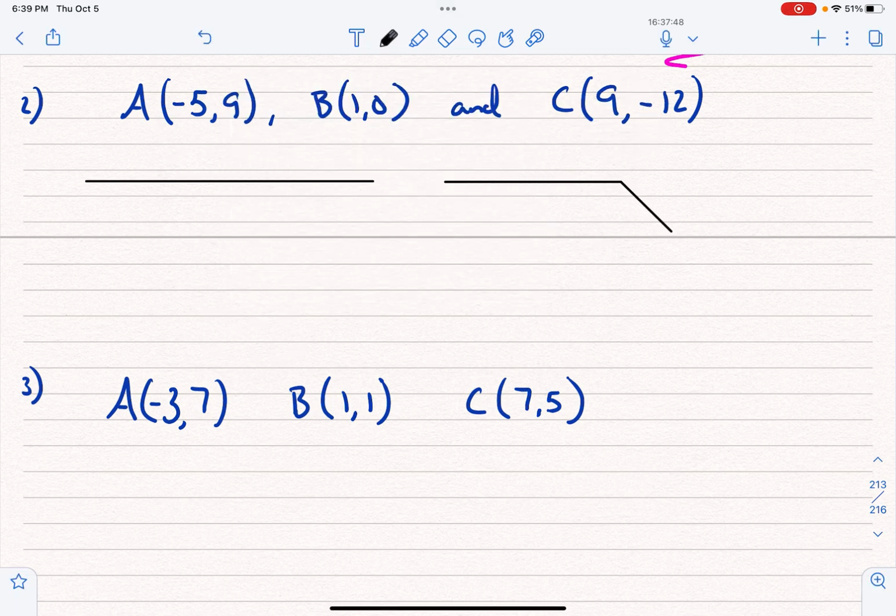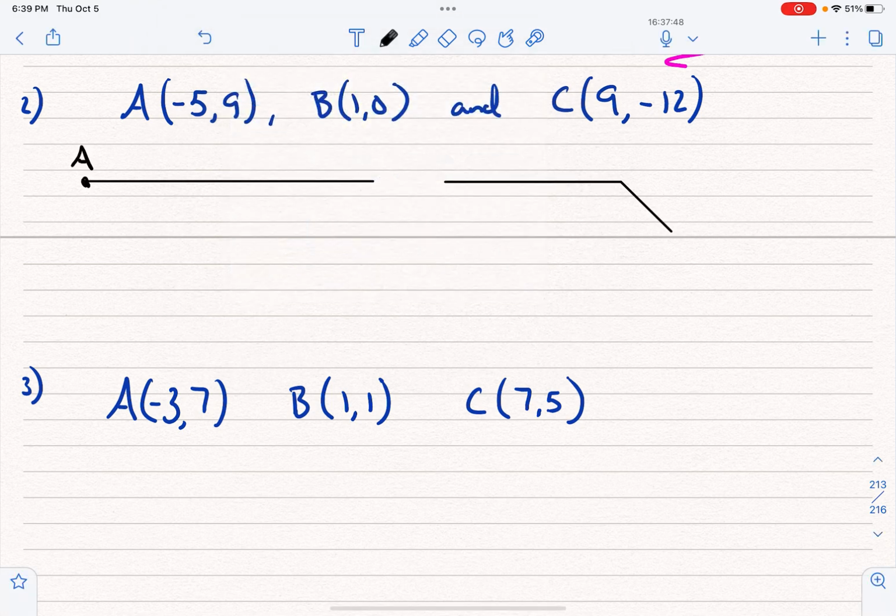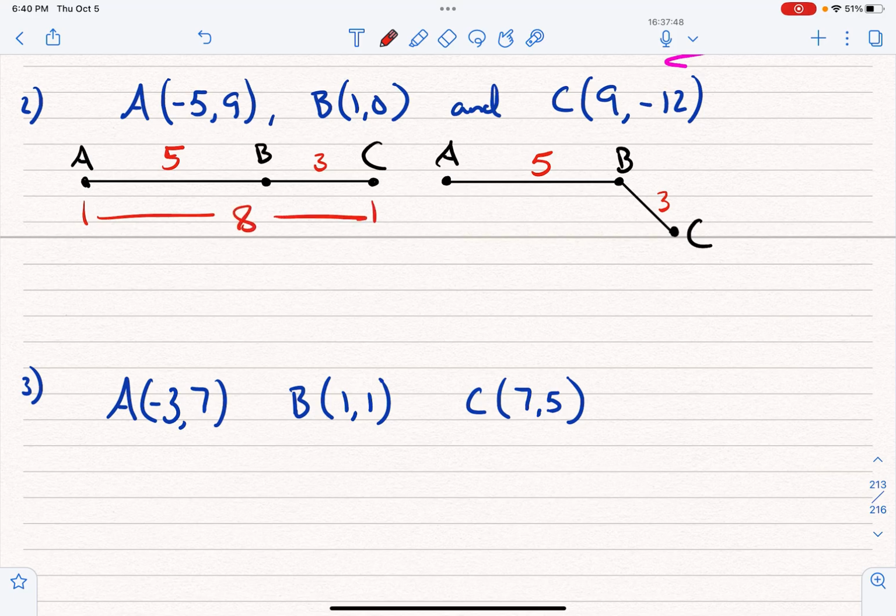Kind of imagine this. I could say, here's the point A, and here's the point B, and here's point C, and here's point A, and here's point B, and here's point C. And let's say that the distance between A and B was, we'll say, 5, and the distance between B and C is 3. Well, then that would be the same here. Now, then the distance between A and C would clearly be 8, 5 plus 3. But see, in this situation, the second situation, C would be a little bit closer because it's not all on a line.